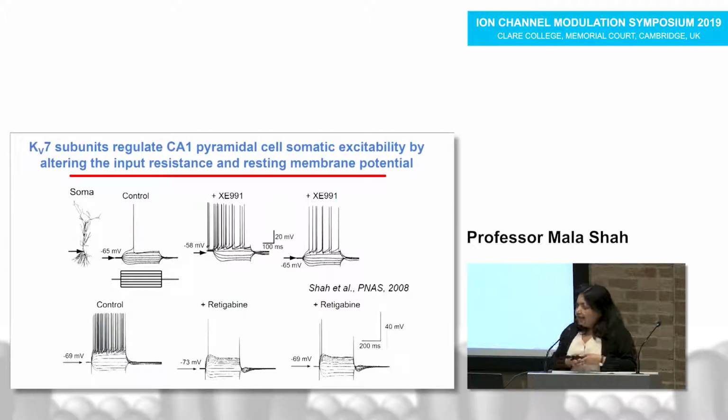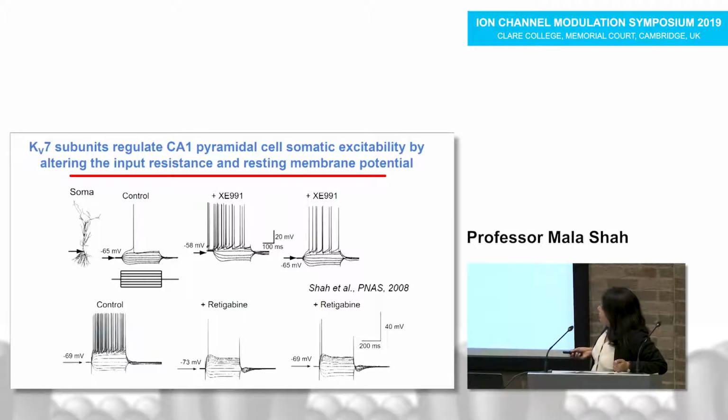And the opposite happens if you add the activator, retigabine, which we got from NeuroSearch. Under control conditions, the membrane potential is minus 69 millivolts. If you add retigabine, it hyperpolarizes, and much more depolarization is required to initiate an action potential. If you bring the membrane potential back to its original, again, you still require a lot more depolarizing current to initiate action potentials.